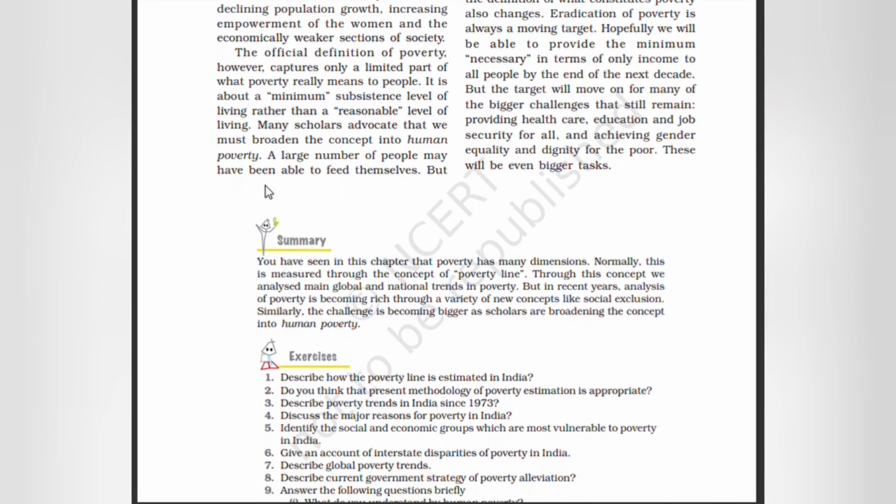Next is the summary. You have seen in this chapter that poverty has many dimensions. Normally, this is measured through the concept of the poverty line. Through this concept, we analyzed many global and national trends in poverty. But in recent years, the analysis of poverty is becoming richer through a variety of new concepts like social exclusion. Similarly, the challenge is becoming bigger as scholars are broadening the concept into human poverty.